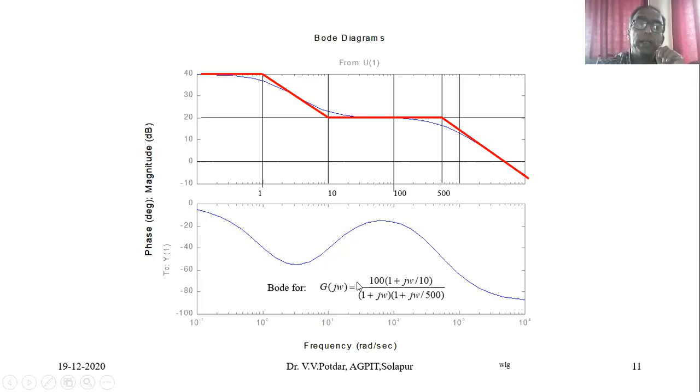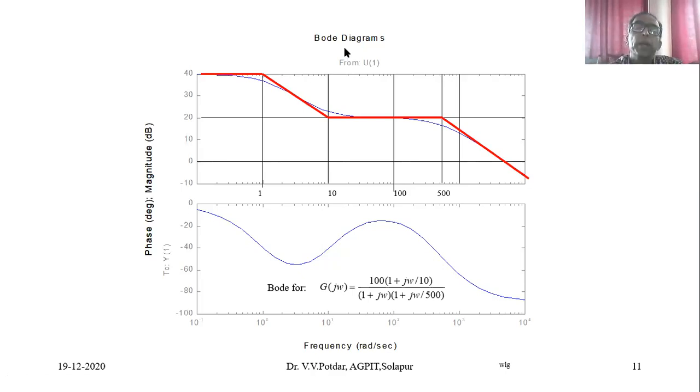Now, one more important thing. I talked to you about the stability of a control system, friends, isn't it? Stability is just from the pole zero plot. If the roots lie on the left half of the S-plane, the system is stable. If the roots lie on the right half of the S-plane, the system is unstable. And if the roots lie on the imaginary axis, the system is marginally stable or conditionally stable.